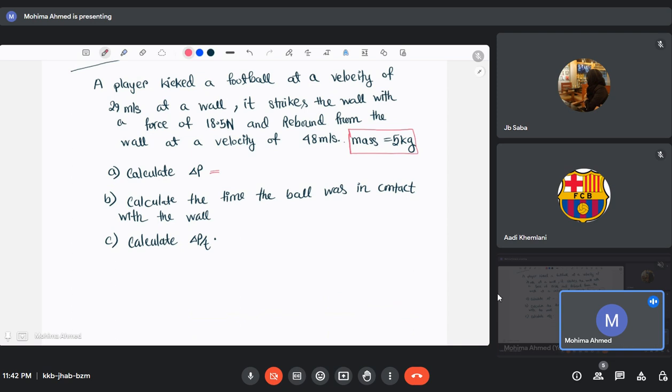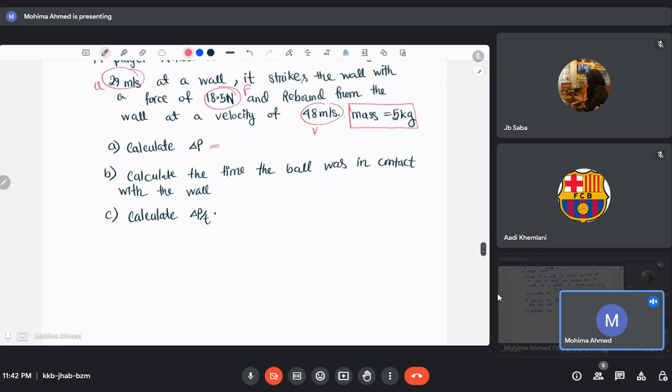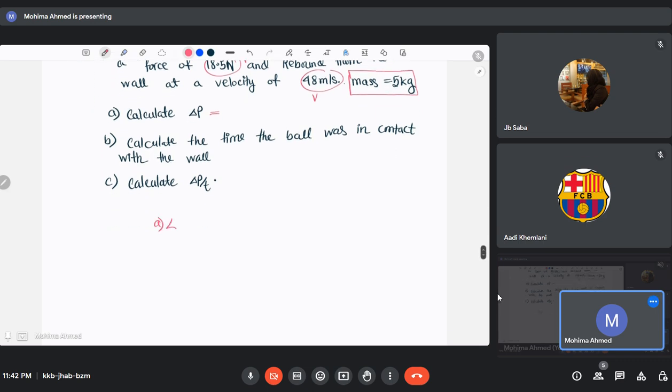Saba, you made a mistake. You took 18.5 as the initial velocity. It was the force. Initial velocity was 29, right? This was force, this was initial velocity, and this was final velocity, V, F, U. So if you have to find out delta P, change in momentum, option A, the equation was mv minus mu, which obviously you can write by making m the subject, and the equation would look like m bracket v minus u. That's totally fine.